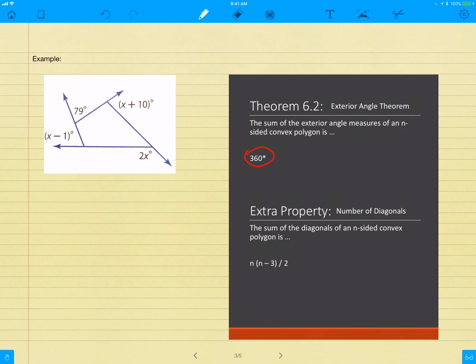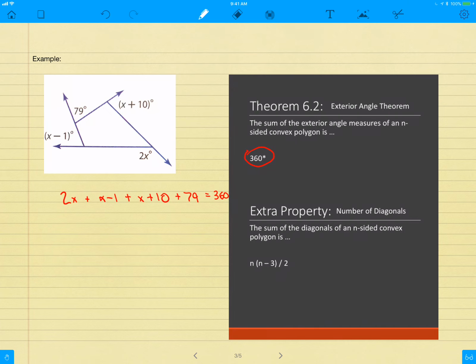Any type of polygon, the exterior angles will always sum or add to be 360. That's the magical number. It doesn't matter if it's a 23 gon, a 100 gon. It doesn't matter. They always add to be 360. So my angles here are 2x, 1x minus 1, 1x plus 10, and 79. Now, when you add up all of these angles together, you should get 360. That's what that theorem is saying.